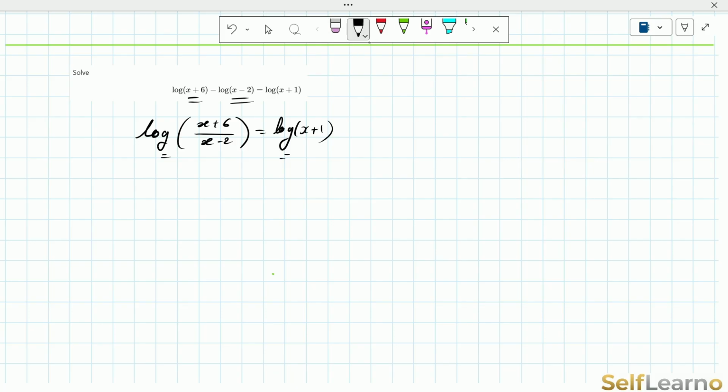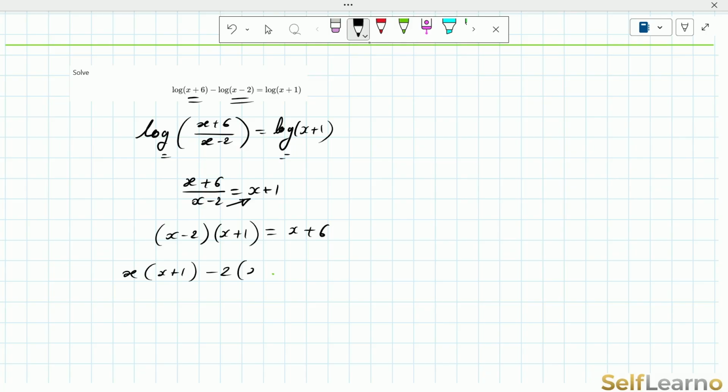So I have x plus 6 over x minus 2 is equal to x plus 1. We can cross multiply these. So we get x minus 2 times x plus 1 is equal to x plus 6. So x times x plus 1 minus 2 times x plus 1 is equal to x plus 6. Okay. So we get x squared plus x minus 2x minus 2.